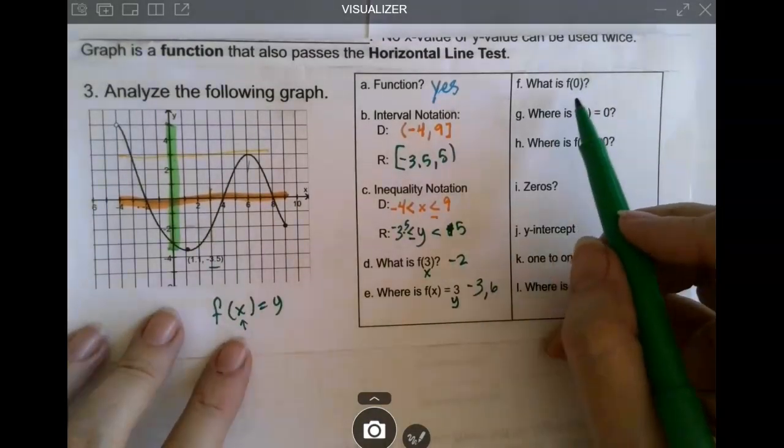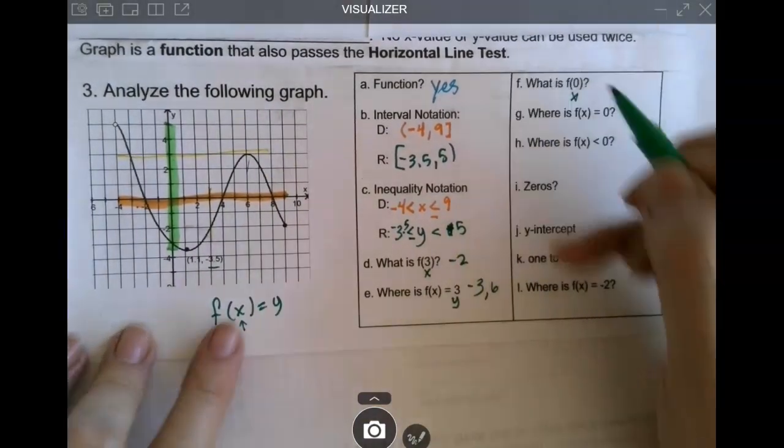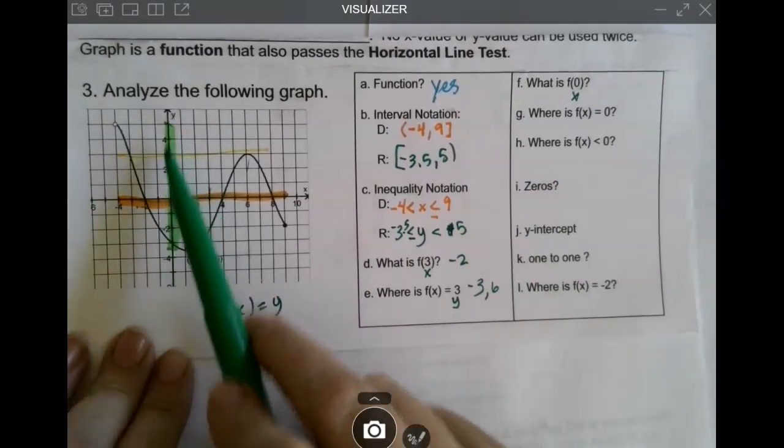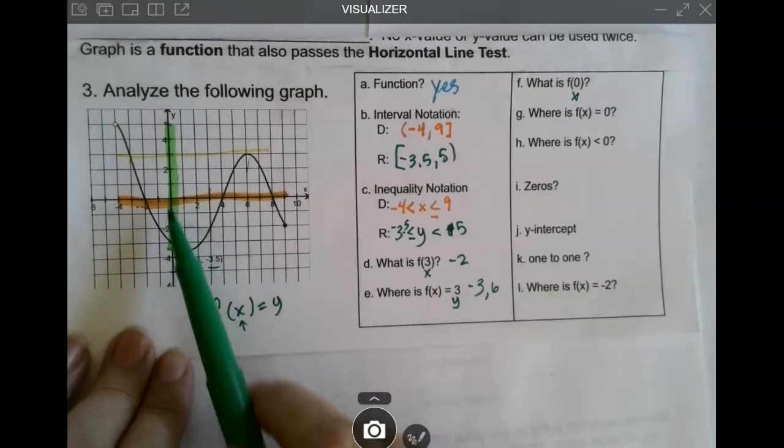Now it says f at 0. So the 0, that's my x. The part inside is the x, and it wants to know what's y. Well, x is 0. That's on the green line here, and here y is -3.